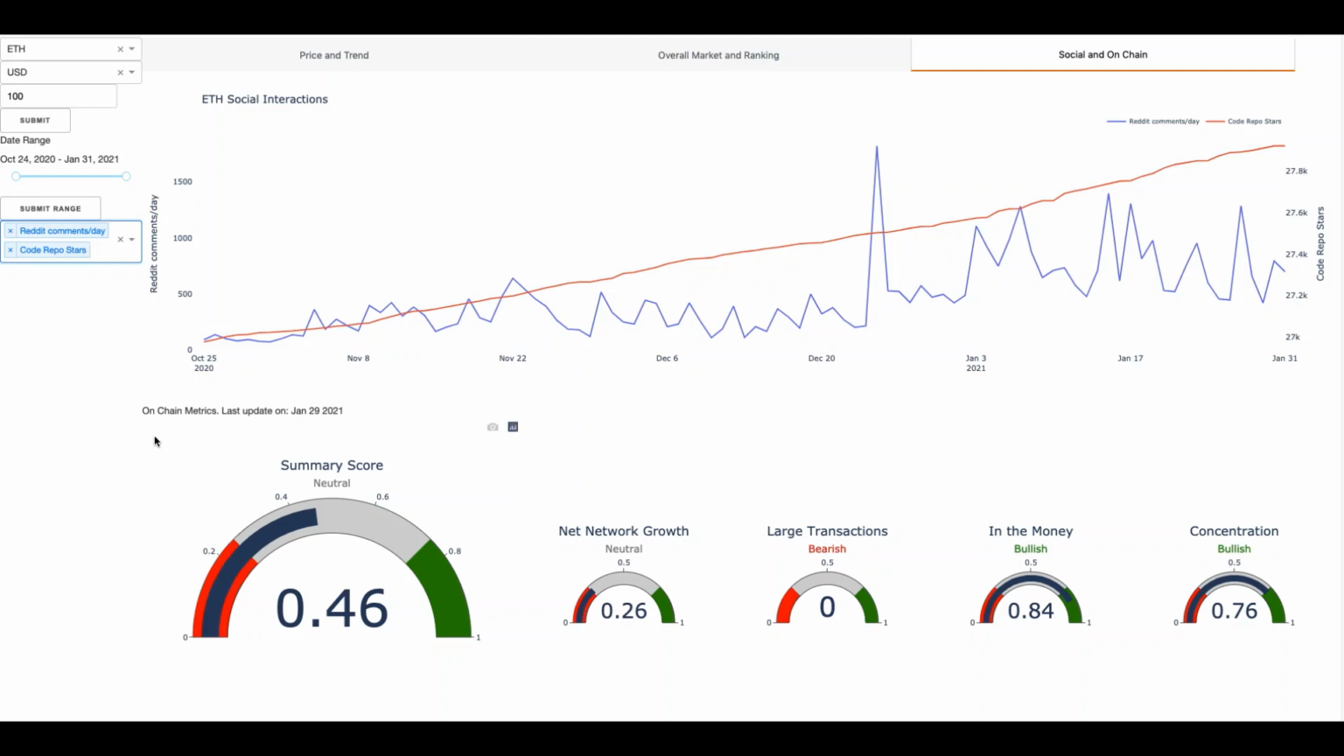And on the bottom one here we have the OnChain Metrics. The OnChain Metrics are from Into the Block. Here we have these 4 gauges and their average is given as the summary score. And how to interpret this is, if these metrics are above 0.75, it's a bullish sign, and when they are below 0.25, it is a bearish sign, otherwise it is neutral.